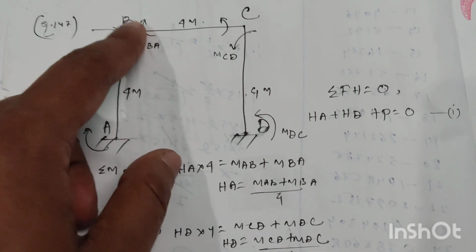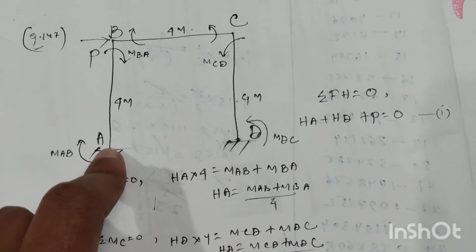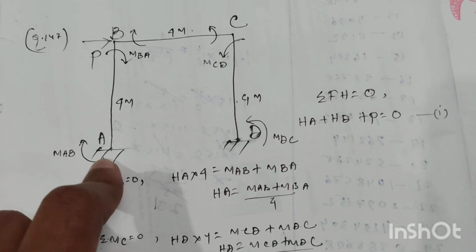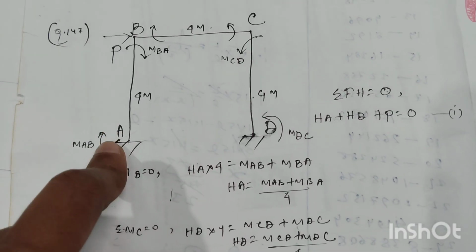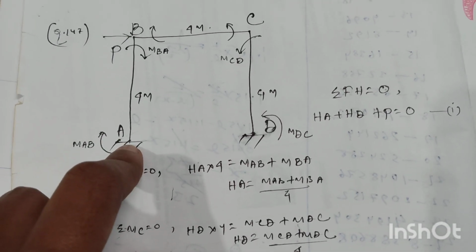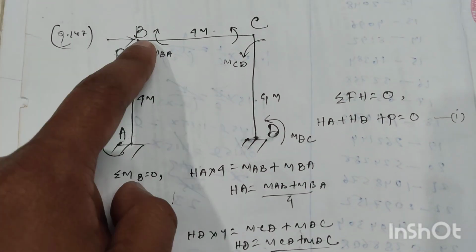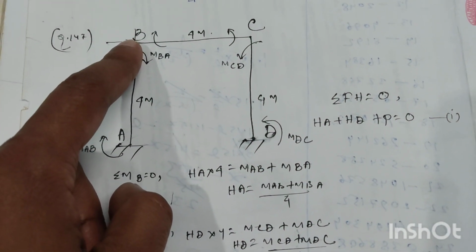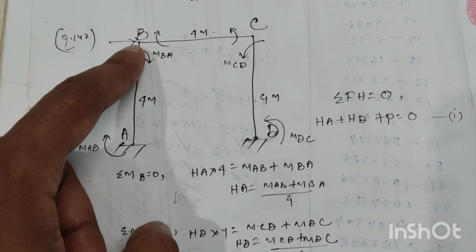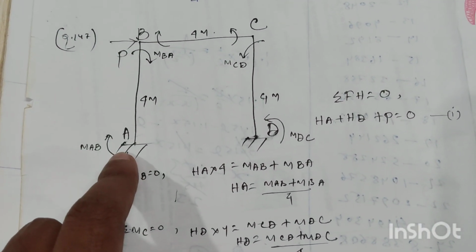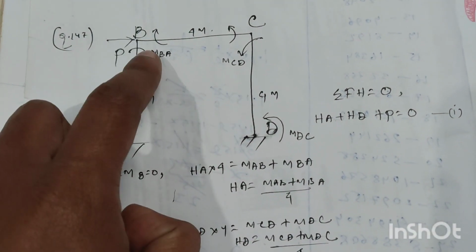So for this vertical member AB, there will be moments generated at this fixed support A and at this joint B. These two moments will be of the same nature. The horizontal reaction HA will create a moment which will counteract them. Summation of moment at point B equal to 0. So we can get HA into 4, which is equal to MAB, the moment at point A, plus the moment at B, MBA.